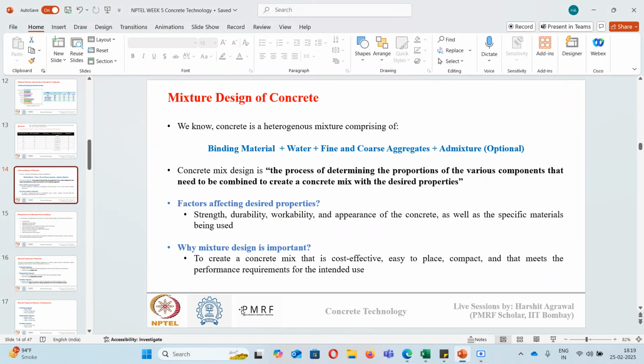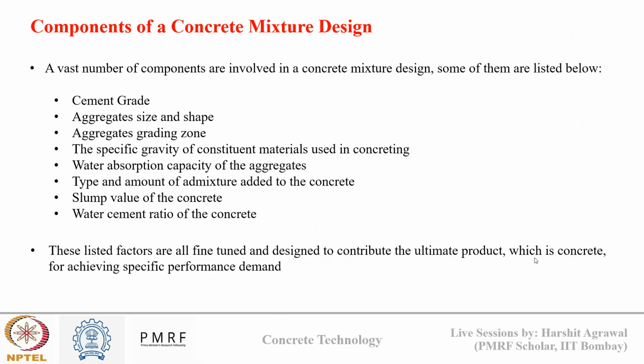Okay, so this is why mixture design is important. Now there are a vast number of components that are involved in a concrete mixture design. Some of them are cement grade, so it can be OPC 33 grade, 43 grade, or 53 grade. Then we have aggregate size and shape. It can be rounded aggregate or angular aggregate. It can be 10 passing or 20 passing aggregate. Aggregate grading zone: for fine aggregates, it can belong to zone 1, zone 2, zone 3, or zone 4. So in this way also my component can vary.